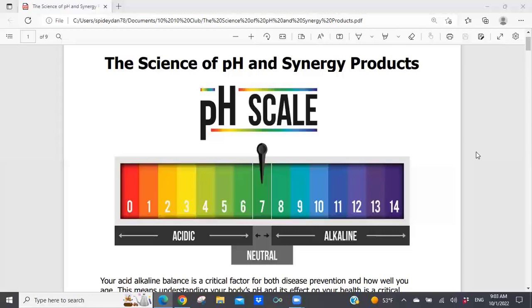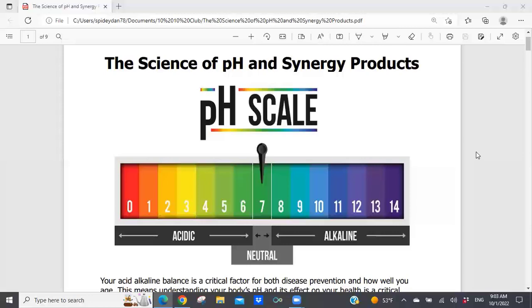So if I go from 7 to 5, I don't increase by 20-fold. I increase by 100-fold. So it's logarithmic. 7 to 6 is a 10-fold increase. 7 to 5 is a 100-fold increase. 7 to 4 is a 1,000-fold increase. 7 to 3 is a 10,000-fold increase, and 7 to 2 is a 100,000-fold increase in acidity. So that's a big factor.